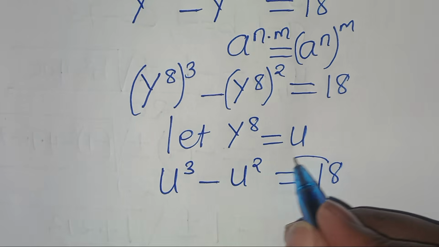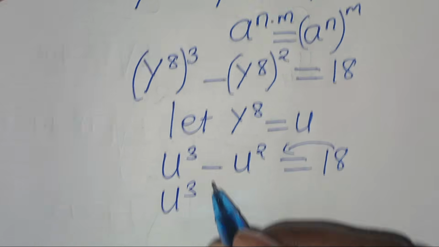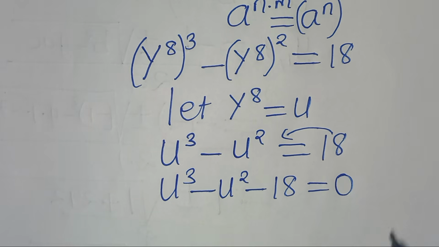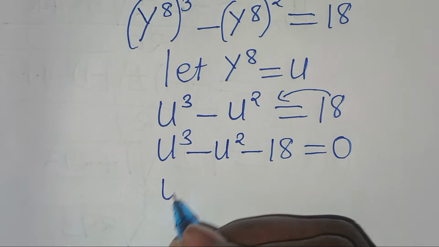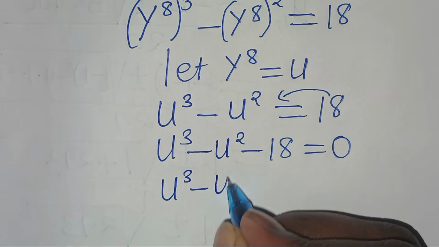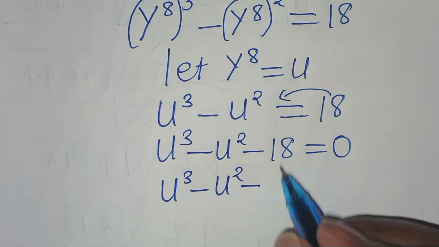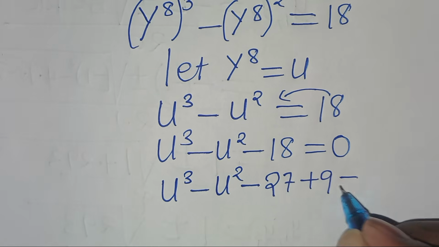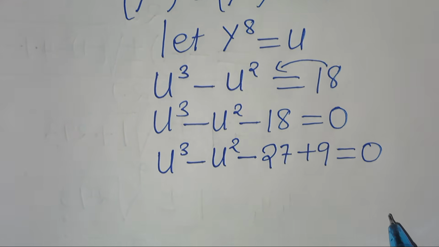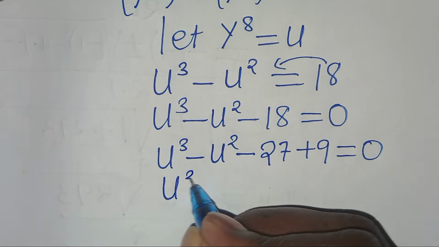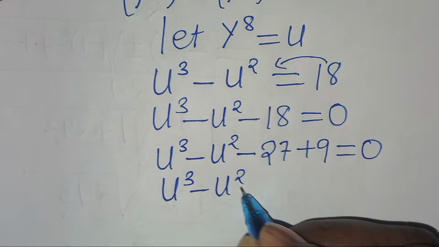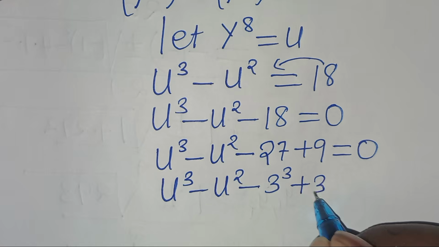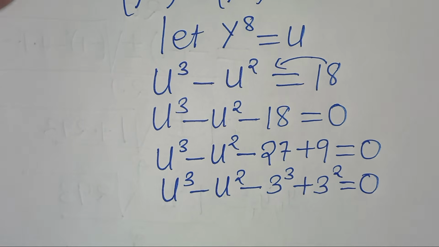Now let's take 18 on the left hand side, so that we have u to the power of 3 minus u to the power of 2, subtract 18, this is equal to 0. So we have u to the power of 3 minus u to the power of 2, subtract 18, which is minus 27, plus 9, this is equal to 0. The next step is that we have u to the power of 3 minus u to the power of 2, subtract 27, which is 3 to the power of 3, then plus 9, which is 3 to the power of 2, this is equal to 0.